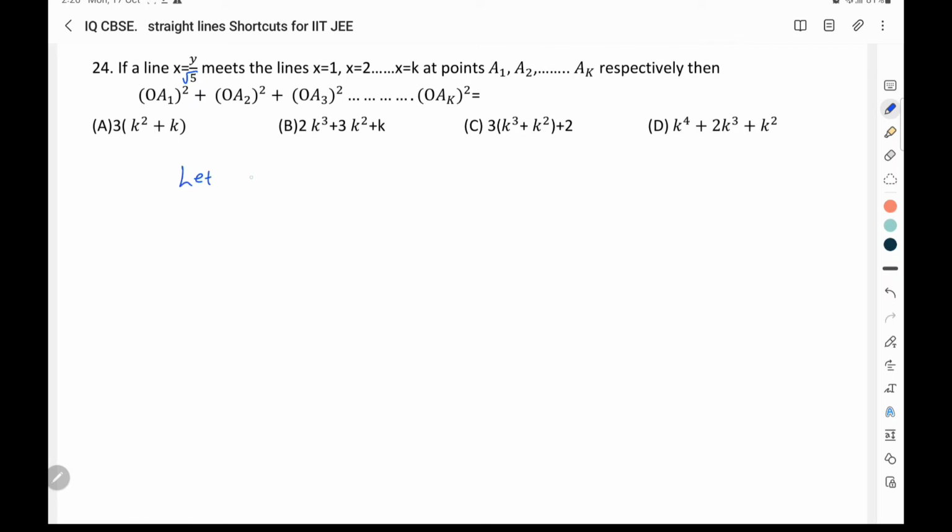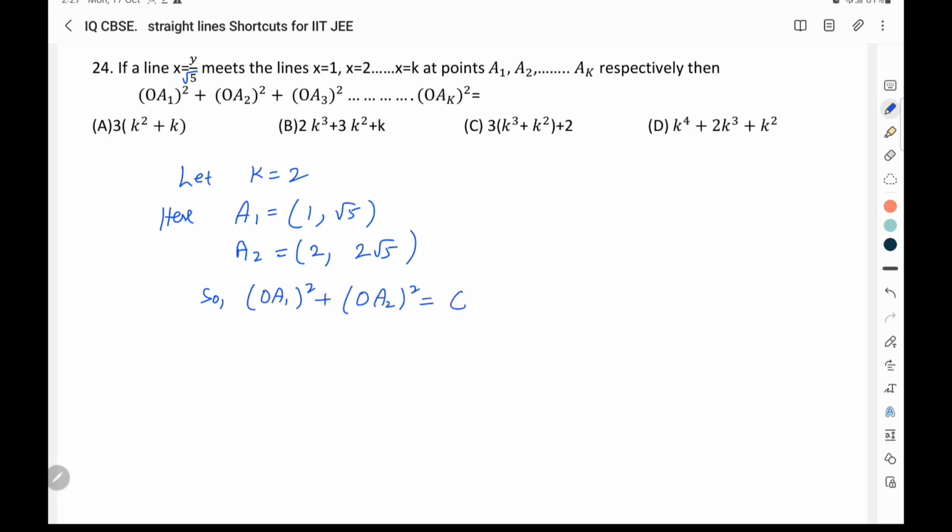So let us take some k value, say 2. Here A1 becomes, if x value is 1, y value is root 5. Again A2, if x value is 2, this is 2 root 5. So OA1 square plus OA2 square is equal to 6 plus 24, which is 30. That's it. Just use this value of k in the options, and wherever you get the answer, just mark it. Next one.